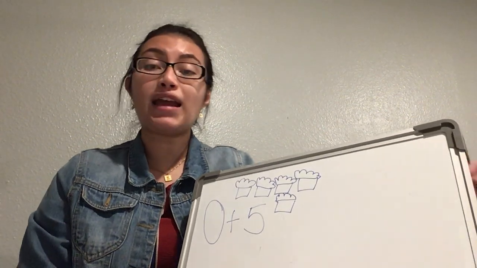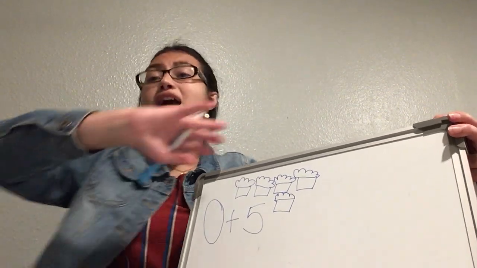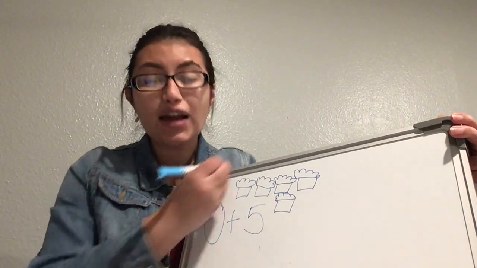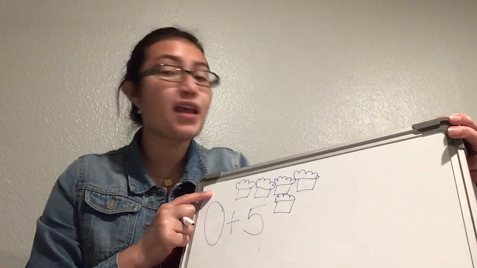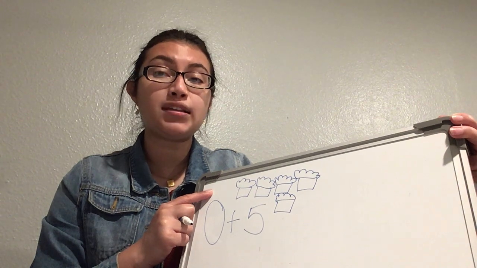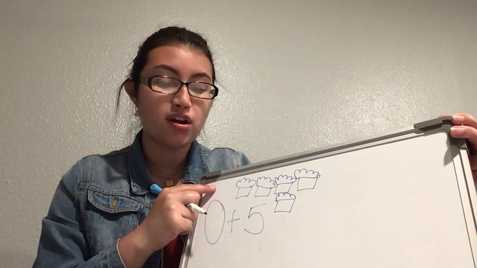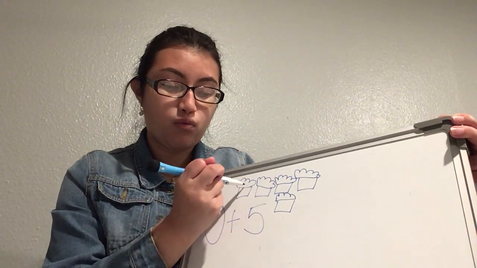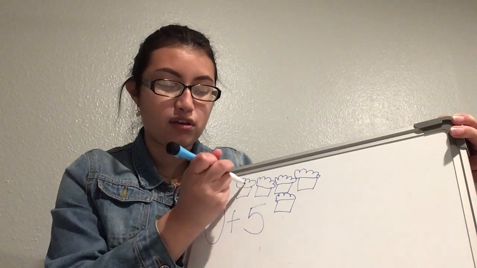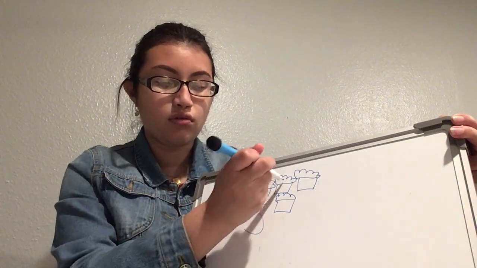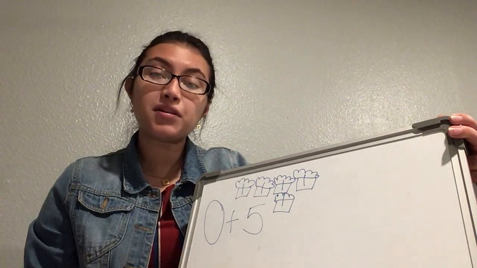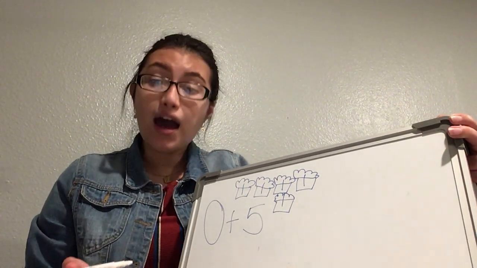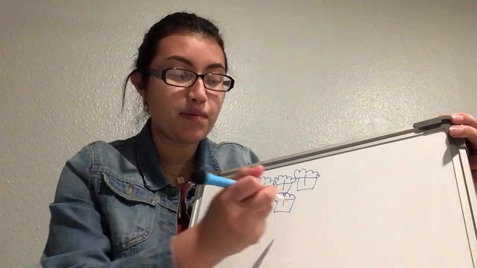That means that when I have drawings, I'm going to count everything that I drew. So let's count all of our drawings. Do I have any drawings here? And why not? Because 0 means nothing. So no drawings. So let me start here. 1, and I'm going to touch it so I know that I counted it. 1, 2, 3, 4, 5. How many cupcakes did we just count? 5. We just counted 5 cupcakes.